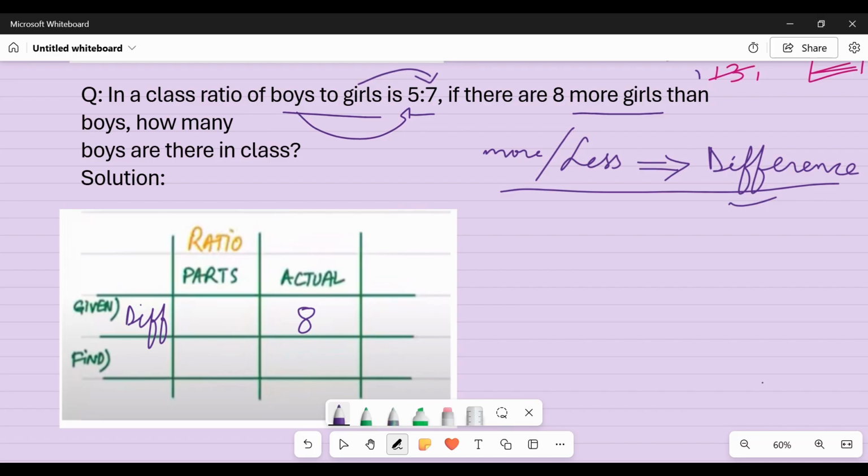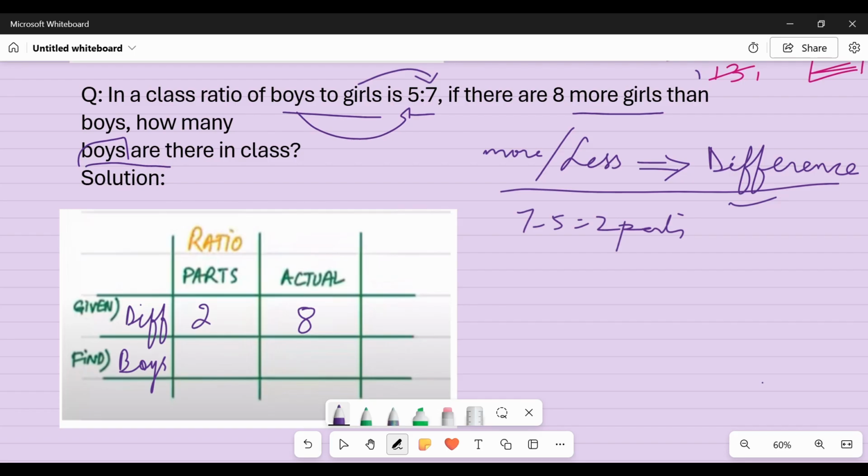Now we need to write down here difference. So what is the difference in the ratio? So here the ratio for the boys is 5 and for the girls is 7. So the difference is 7 minus 5 gives you 2. So the two parts. So here we will write down 2. Okay. Now what we need to find out? We need to find out how many boys are there. So here we are writing boys.